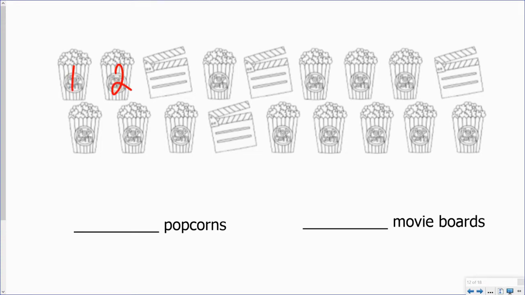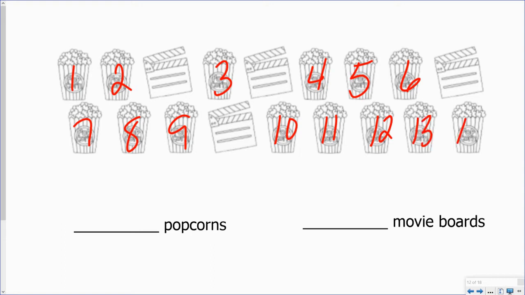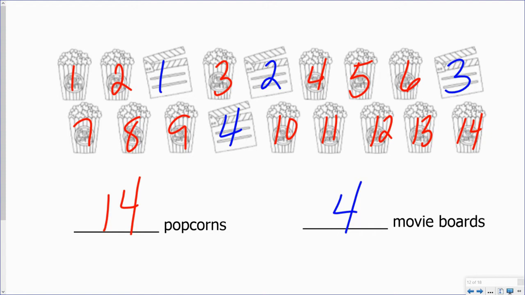So we've got 14 popcorns. And then we will count the movie boards. And we have one, two, three, four. So now we've combined that we have 14 similar popcorns and four similar movie boards.